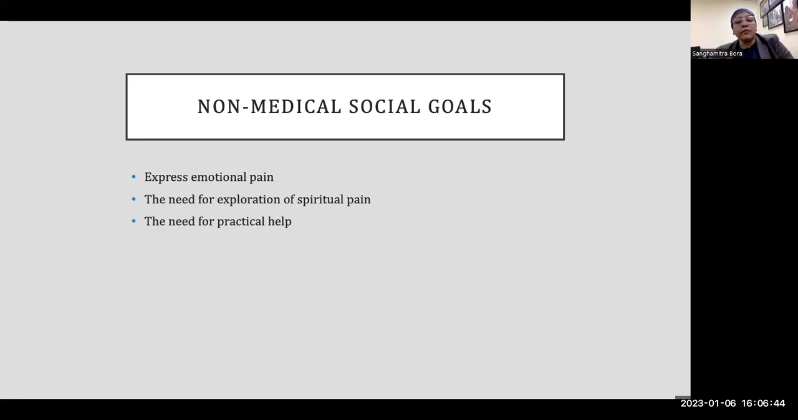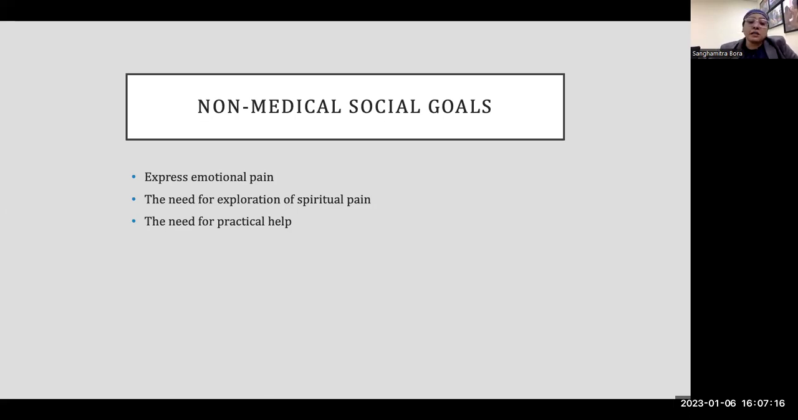For example, the question of why me? Why am I suffering like this today? I have not drunk my whole life. I have never smoked a cigarette. I have never done anything wrong to anybody. I have never cheated anyone. Why has God done this to me? So this question, this is a spiritual pain of a patient, of an individual, okay?